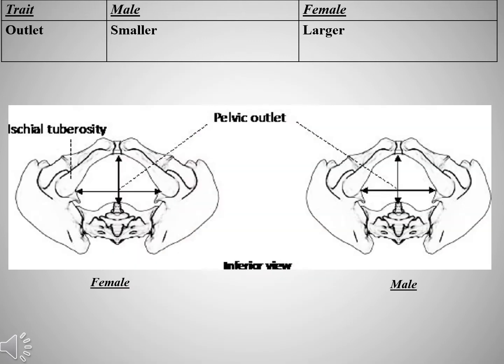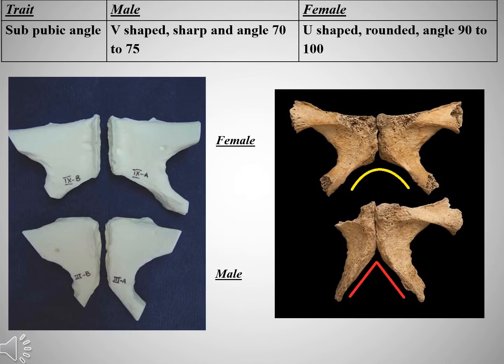Pelvic outlet in male pelvis is smaller and in female pelvis the outlet is larger. In the male pelvis, the subpubic angle is V-shaped and it's sharp with the angle of 70 to 75 degrees. In the female pelvis, the subpubic angle is U-shaped and rounded. The angle is around 90 to 100 degrees.